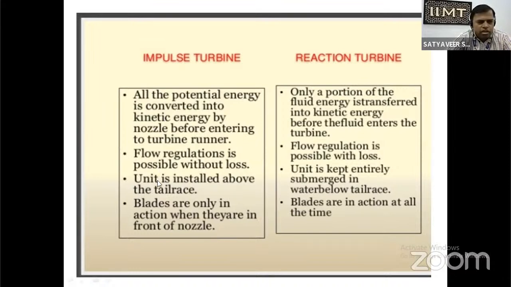In case of impulse turbine, flow regulation is possible without loss. In impulse turbine, flow regulation is done by a nozzle and spear rod arrangement, but in case of reaction turbine, flow regulation is possible only with loss. The impulse turbine unit is installed above the tail race, but in case of reaction turbine, the turbine unit is kept entirely submerged in water. Or you can say that in case of impulse turbine, the blades are only in action when they are in front of the nozzle, but in case of reaction turbine, blades are in action at all times.